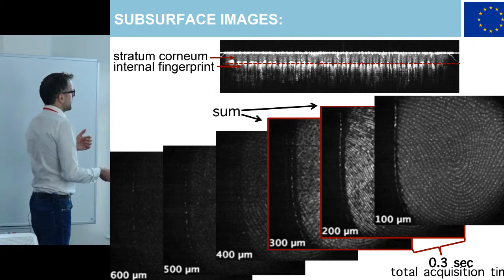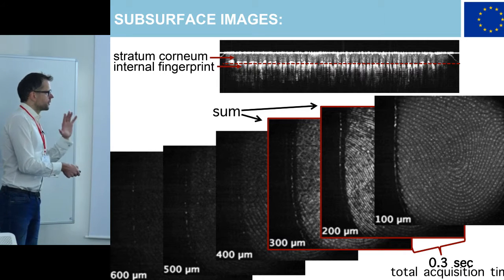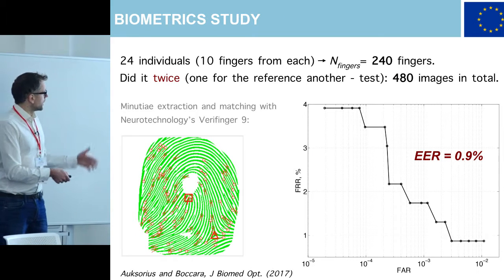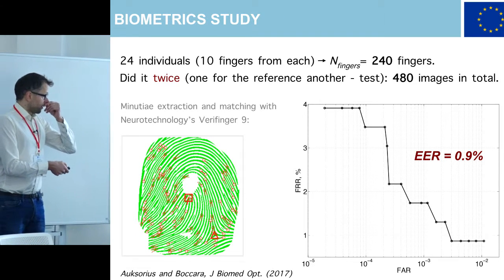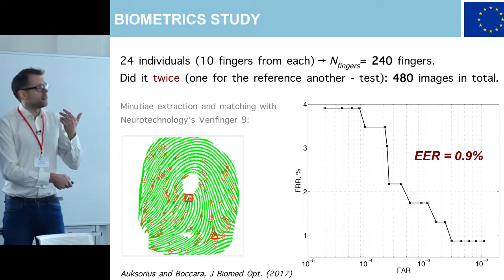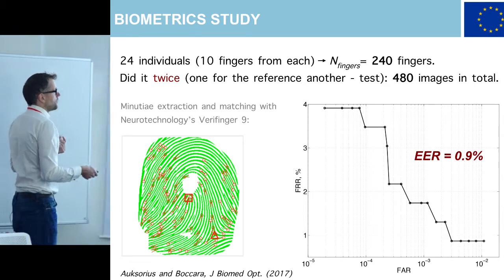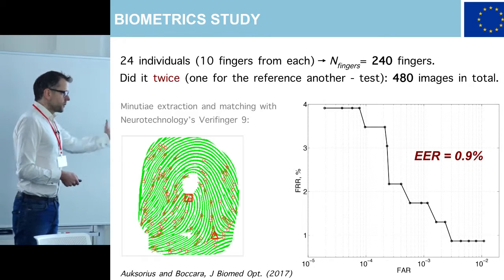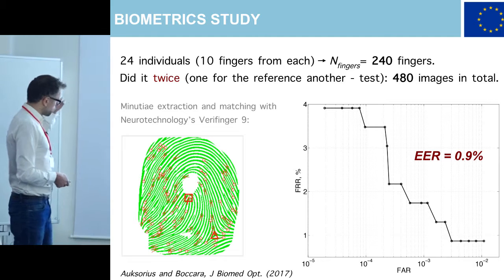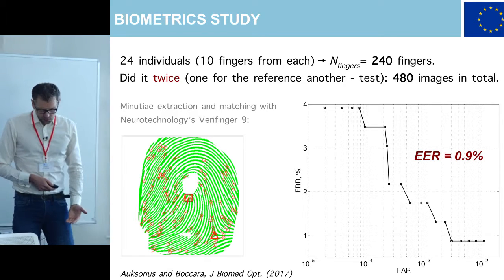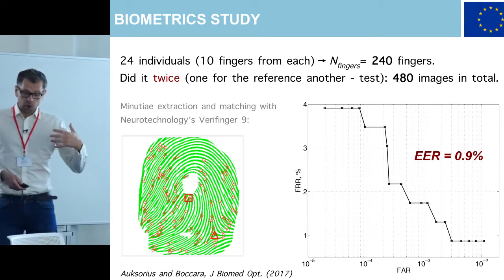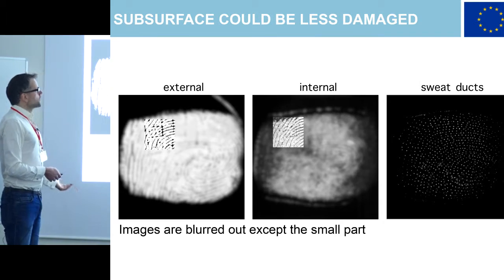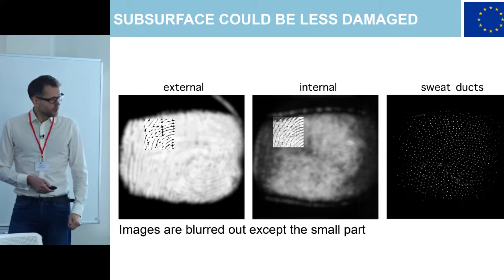So basically, by acquiring 2 images in 0.3 seconds, I was able to demonstrate that the fingerprint matching accuracy is quite high, 99%. I did that by testing on almost 500 fingers. This was just a proof of concept that it works, that you can use internal fingerprints for recognizing people. So I did that with this study. Of course, that's not the point of the whole project.